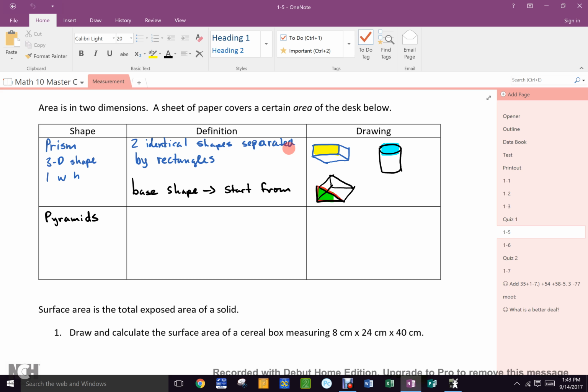So we have discussed prisms, and we have discussed how a prism starts from one shape, and that shape repeats over and over again. So if it's a rectangle prism, it's a rectangle that repeats. If it's a circular prism or a cylinder, that circle repeats. If it's a triangular prism or a wedge, the triangle repeats.